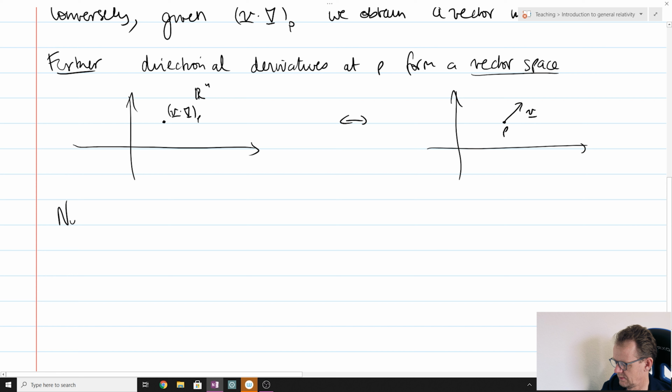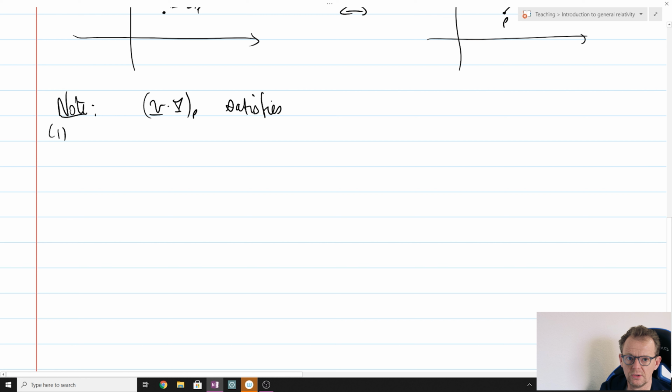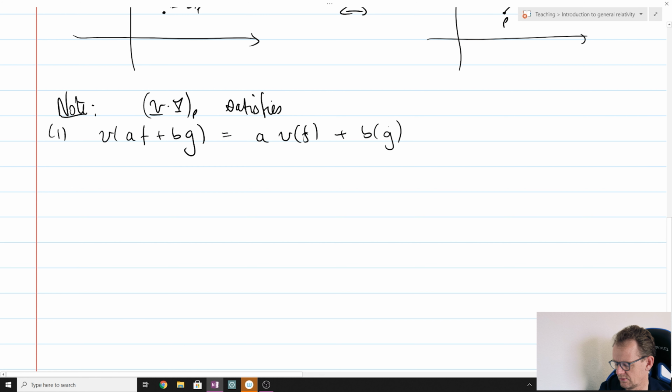And for that, I'm going to note two properties. Note v dot grad at P satisfies the following two properties. And these are crucial for our subsequent generalization of the words directional derivative to manifolds. Firstly, if you take the scalar combination of two functions, then the directional derivative at point P of these two functions is the scalar combination of their directional derivatives. So they obey a linearity. So for all functions f, g and for all a, b real numbers, we have this linearity.